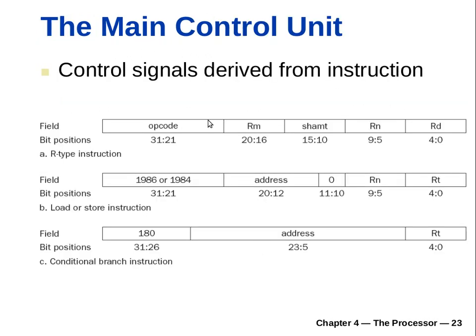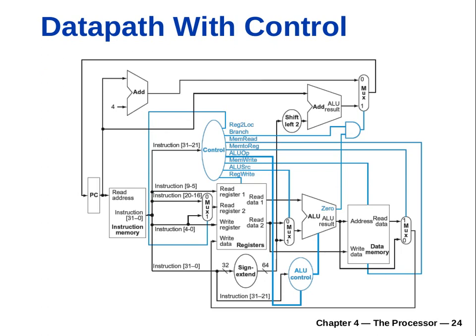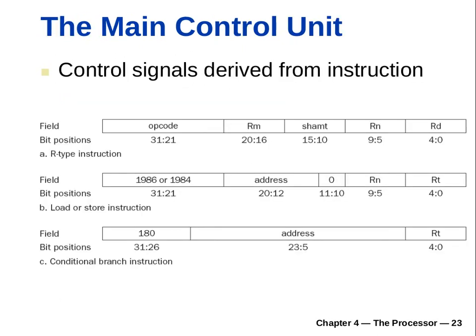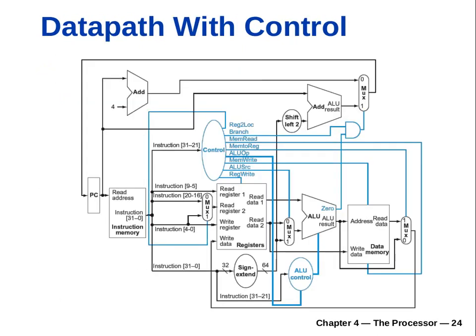So yung opcode field, this is actually for the R instructions. You have 21 bits, 21 to 31. For the load and store, 21 to 31, and then 26 to 31 for the conditional branch instruction. So I hope you're getting these concepts here. Given this setup, we can actually design the main control based on this instruction. So, the important thing to remember here is, first, we need to design the ALU control, which will control the ALU and will determine what operation to perform on the ALU.